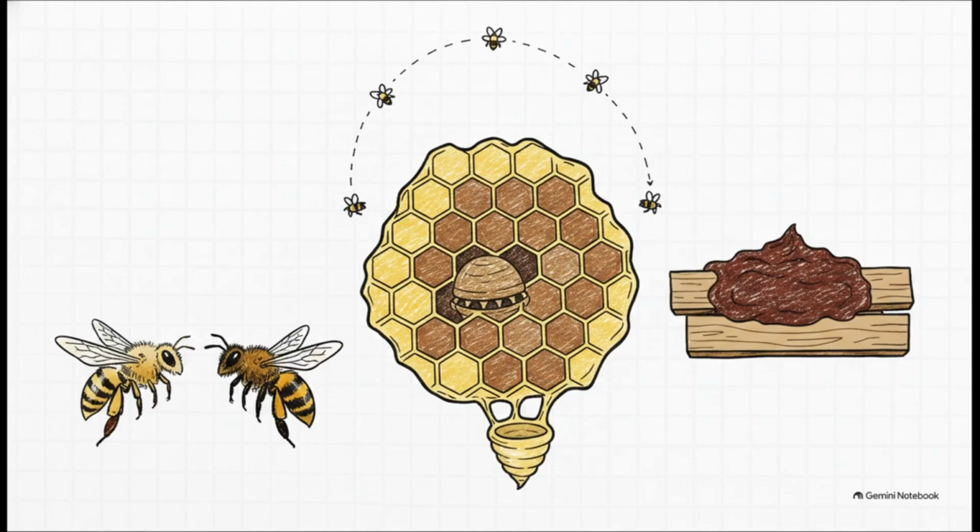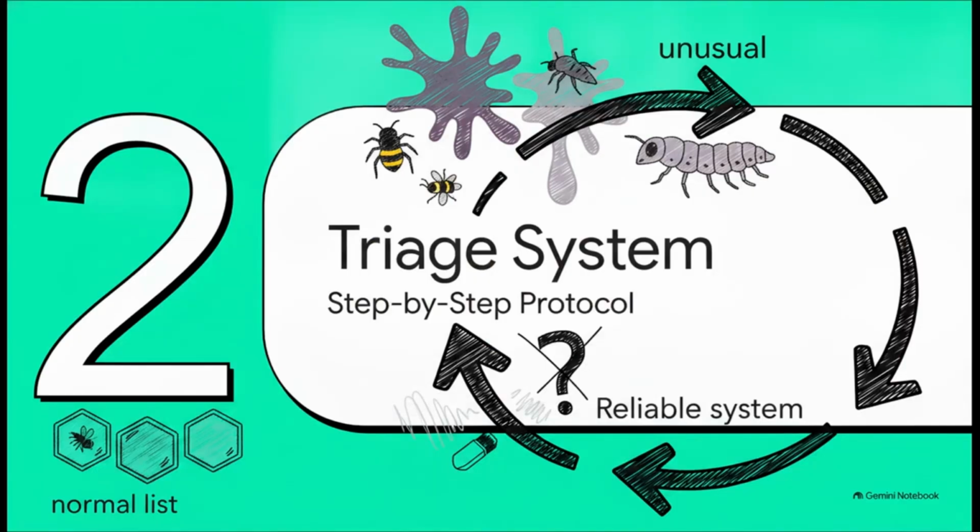Even brown or reddish propolis is just plant resin used to seal gaps, not some scary disease scale. And empty queen cups or busy circular orientation flights, just standard bee behavior. Context is everything here. But what happens when you see something that isn't on that normal list? Let's move to Section 2, the beekeeping triage system.